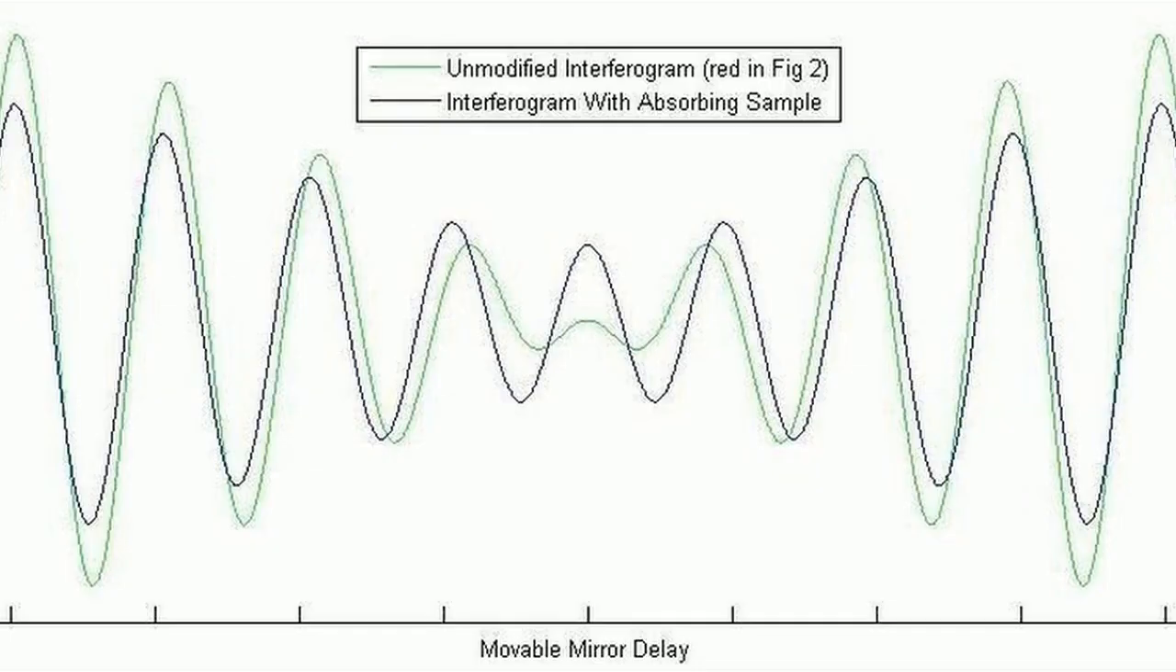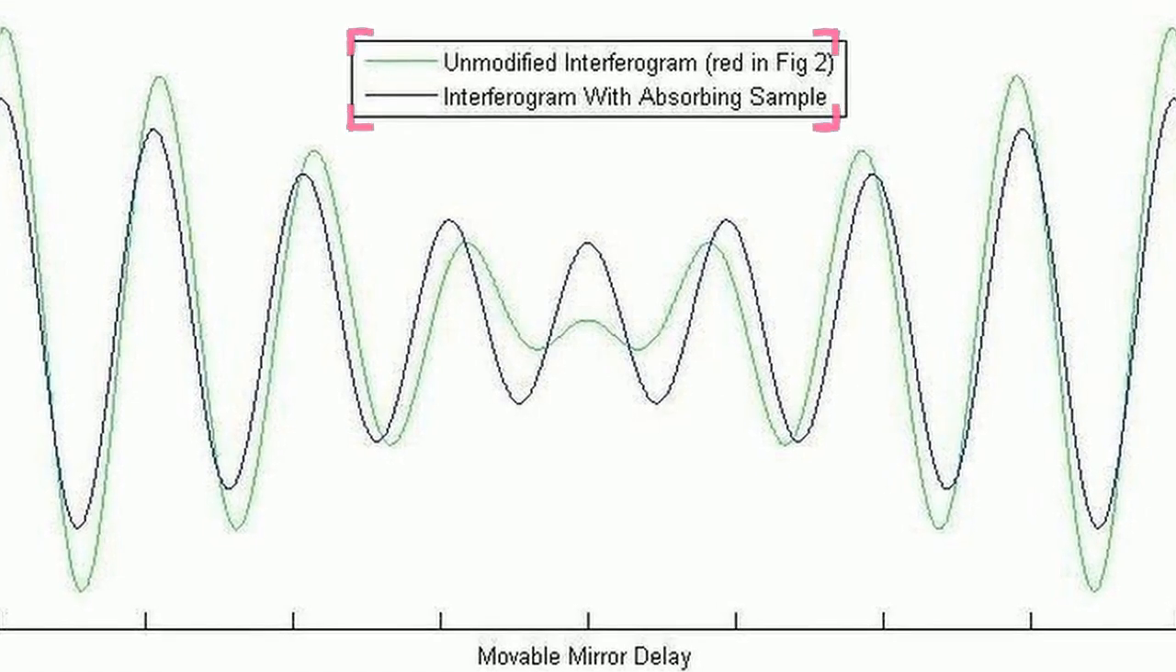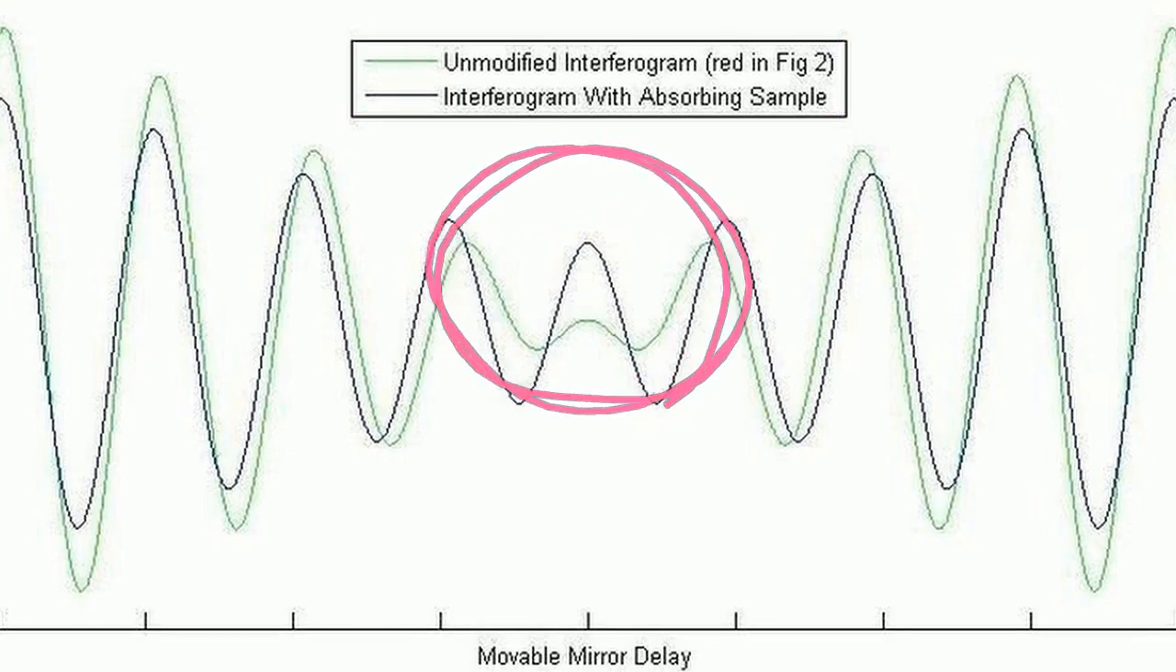This line graph illustrates how that physical absorption alters the final signal. Comparing the unmodified green baseline with the black sample line, you clearly see how missing frequencies change the precise shape of the interference ripples. The chemical identity of the sample has now been successfully encoded as negative space within the chaotic fluctuations of the interferogram.